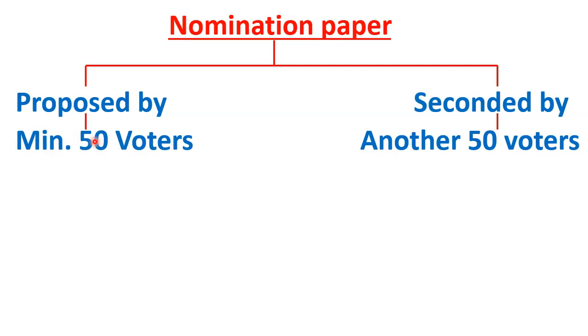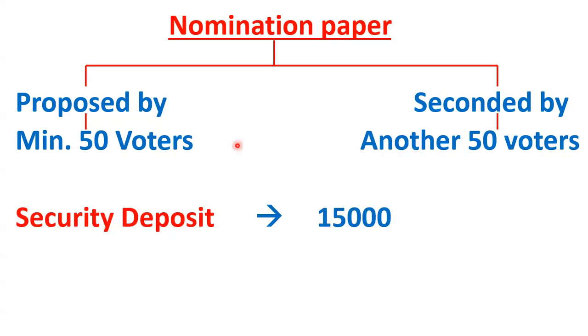So for submitting the nomination paper, it must be proposed by a minimum of 50 voters, and after that it should be supported by another 50 voters. After that, friends, what is the security deposit for the election of the president? If a person wants to contest the election of the president, then the security deposit is 15,000 rupees. He has to deposit a security of 15,000 rupees.